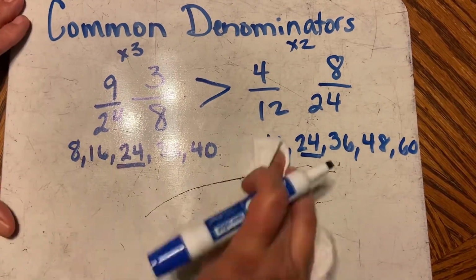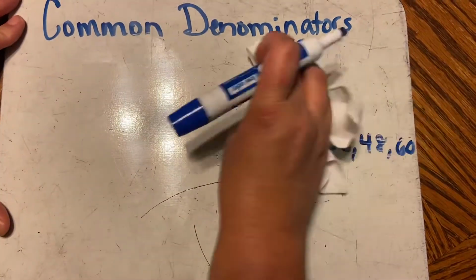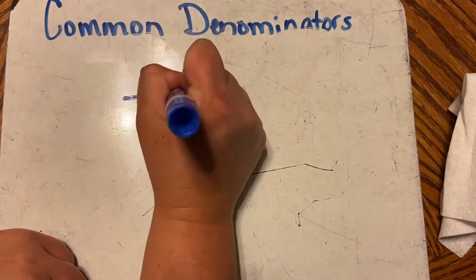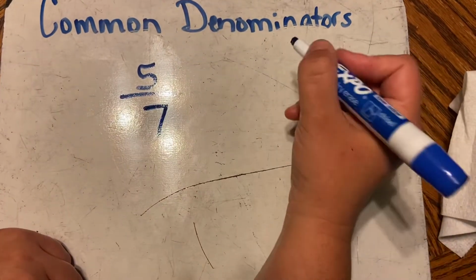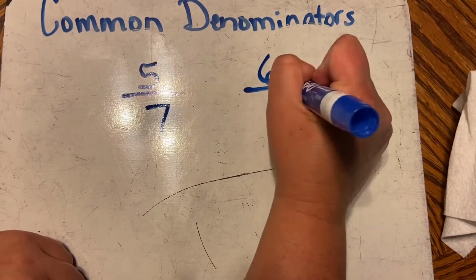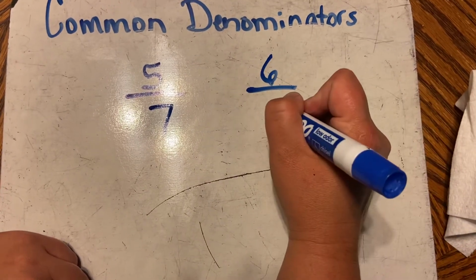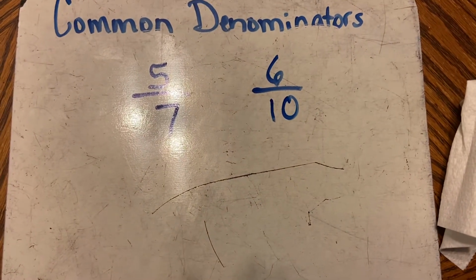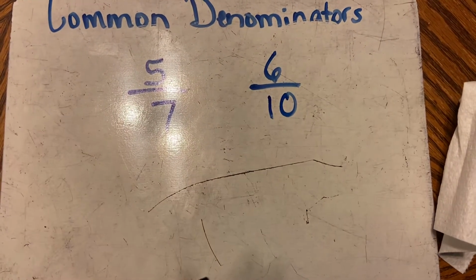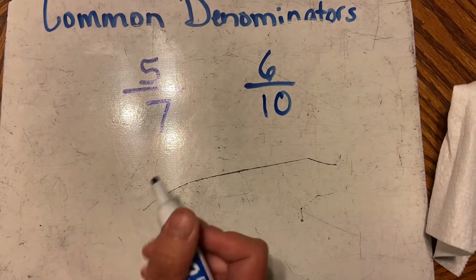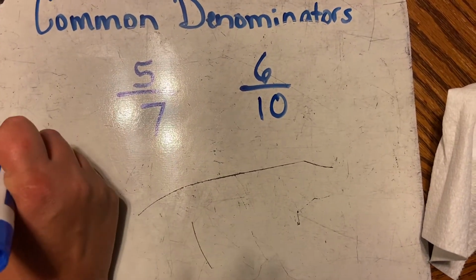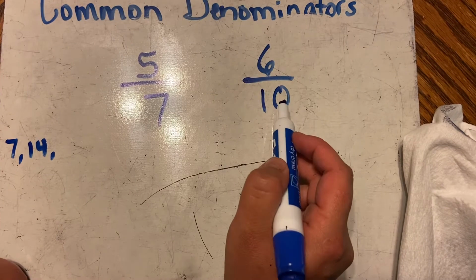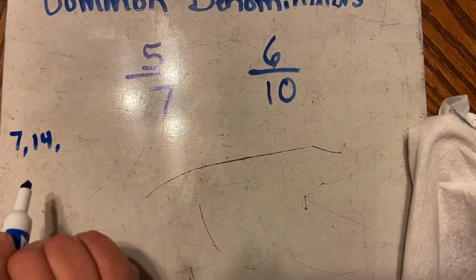All right, let's try one more. So let's take 5/7 and 6/10. I'm going to have to list out my multiples of each of these until I find one that is in common. All right, I know we love 7s, right? So 7, 14. And I'm already thinking in my mind, if it's a multiple of 10, it's going to have to end with 0. So I'm going to keep that in mind when I'm doing my multiples over here.